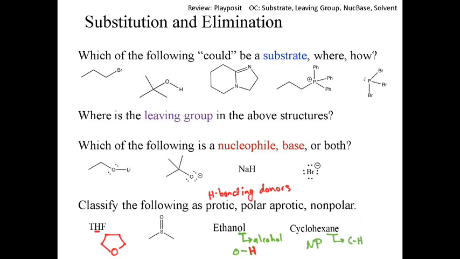Polar aprotic. It is polar because it has that electronegative oxygen, but we don't have a hydrogen connected to it, so polar aprotic. And then the middle one? Okay, that is aprotic, so we're not in the protic column, so now is it polar or nonpolar? It's polar. So polar aprotic. Why is it polar? The oxygen. That's pretty much it. You see the oxygen, you're there.